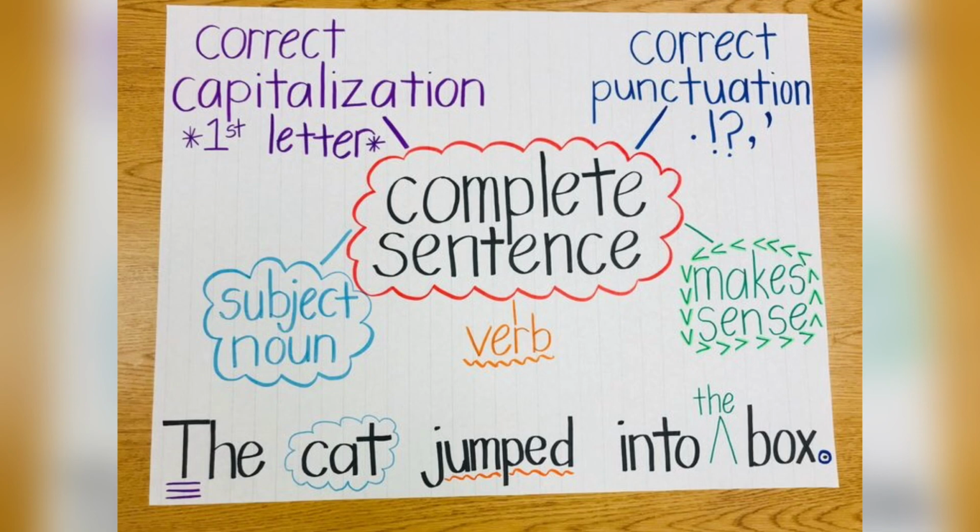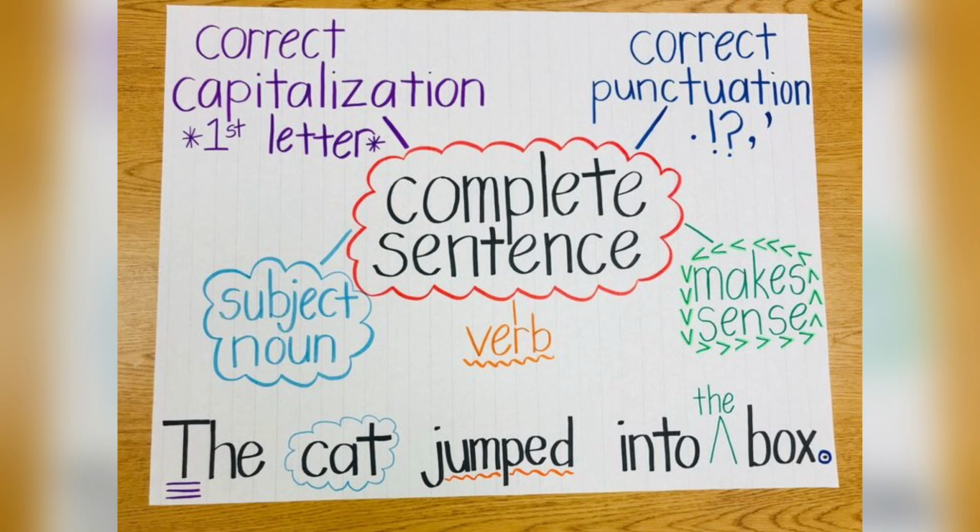Scholars, before you get started with your writing, let's look at this anchor chart about complete sentences. You want to make sure that when you are publishing your writing piece, that you write in complete sentences. A complete sentence always begins with a capital letter. Take a look at the T in the. That T is an uppercase formation. The next thing you need is a subject. Your subject is your naming part or your noun. It tells who or what. In the sentence, the cat jumped into the box, cat is our subject.